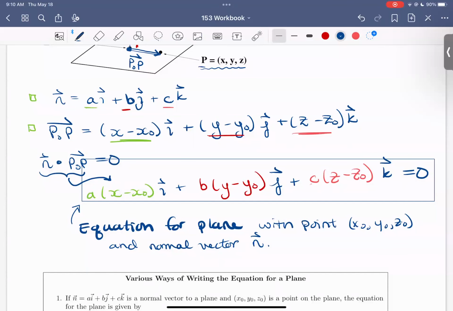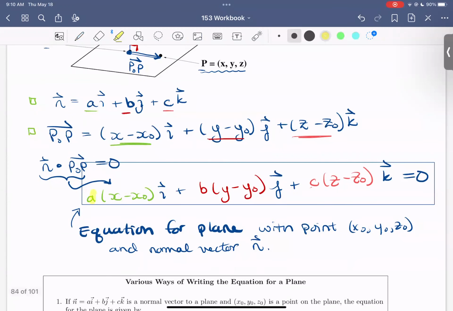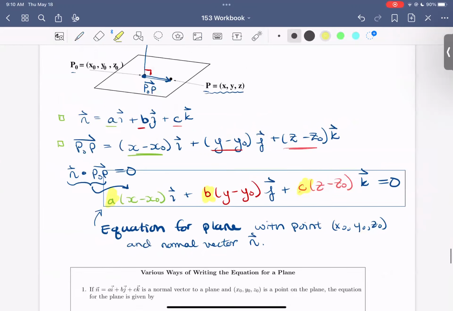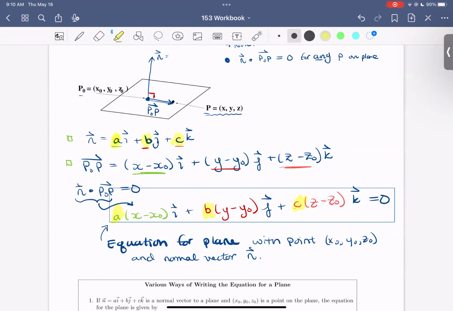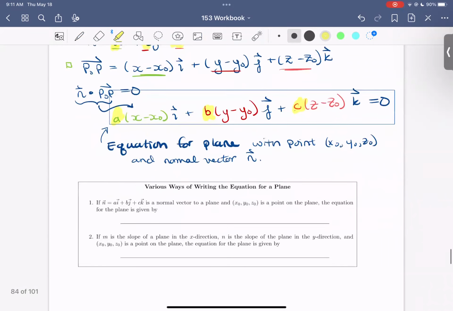So one thing I want us to observe about this equation is that the coefficients here, a, b, and c, are those components in our normal vector. So oftentimes we can read off a normal vector based on how that equation is presented to us. All right, so let's wrap things up by summarizing the various ways of writing the equation for a plane that we've seen.